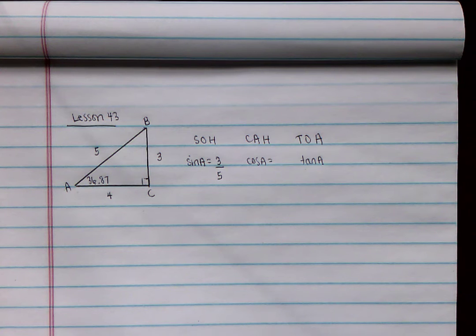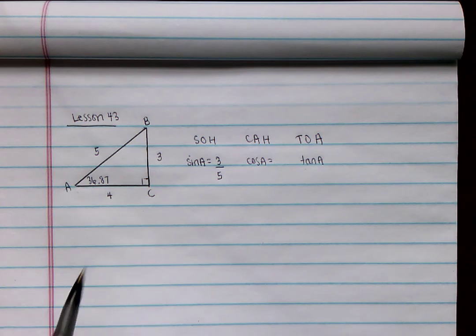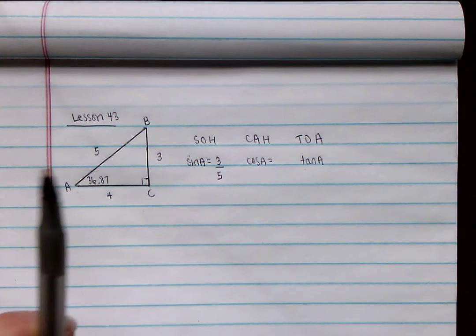Hey guys! Today we're going to be talking about lesson 43, which is sine, cosine, and tangent, and their inverse functions. So first of all, every time we use SOHCAHTOA or sine, cosine, and tangent, we're talking about a right triangle, okay? And basically with these right triangles, we can set up these ratios that compare side lengths.